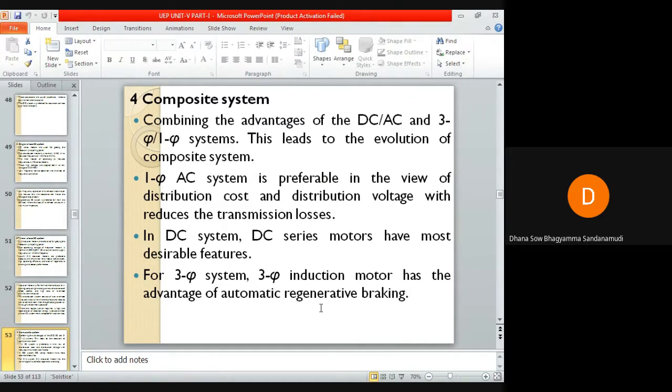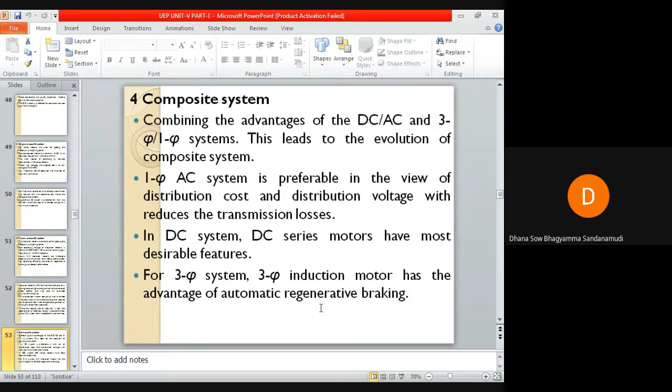When we go to a DC system, DC series motors have the most desirable features. That is the advantage of DC system. If you go to a three-phase system, three-phase induction motors have the advantage of automatic regenerative braking. So each system has its own advantage. It will be better if we are able to combine these systems together to have a much better operating system. So it is necessary to combine the advantages of these systems.